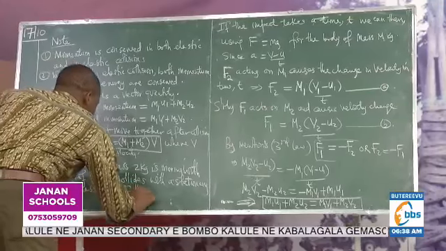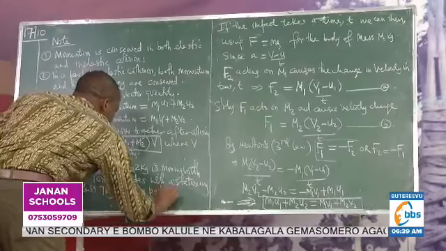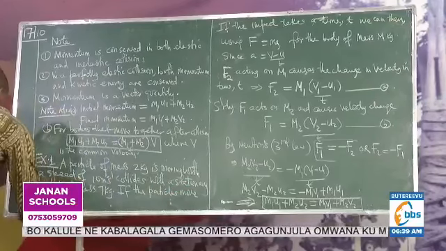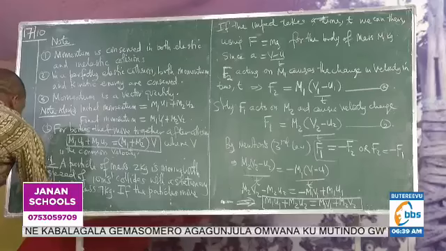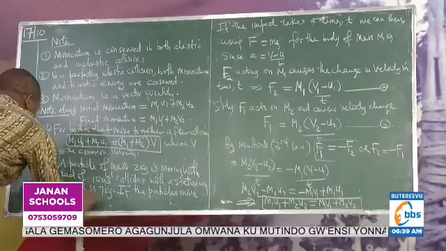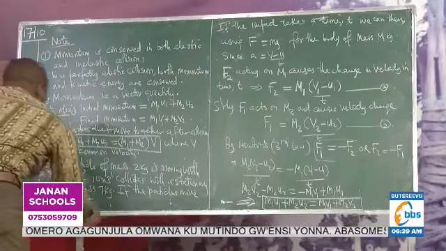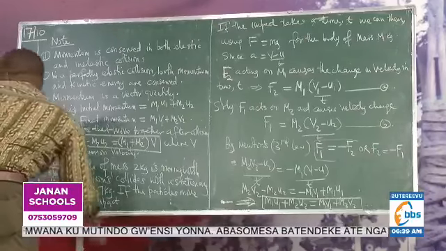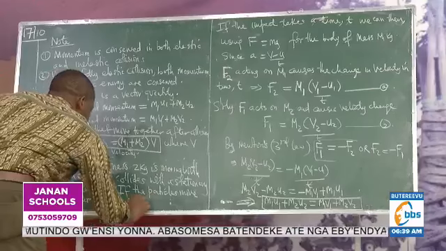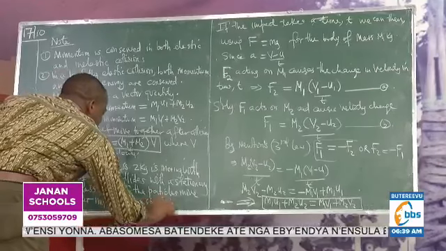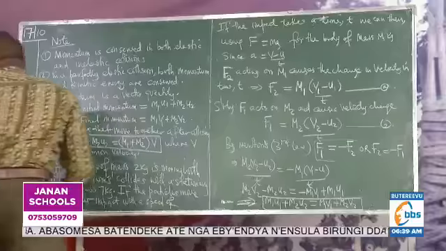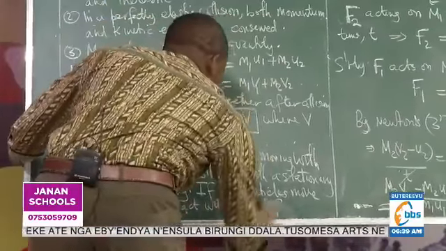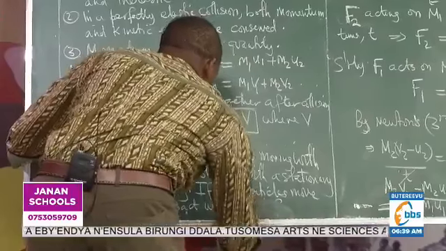If the particles move together after collision or after impact, with a speed of, they are telling us they move together after impact with a common speed.